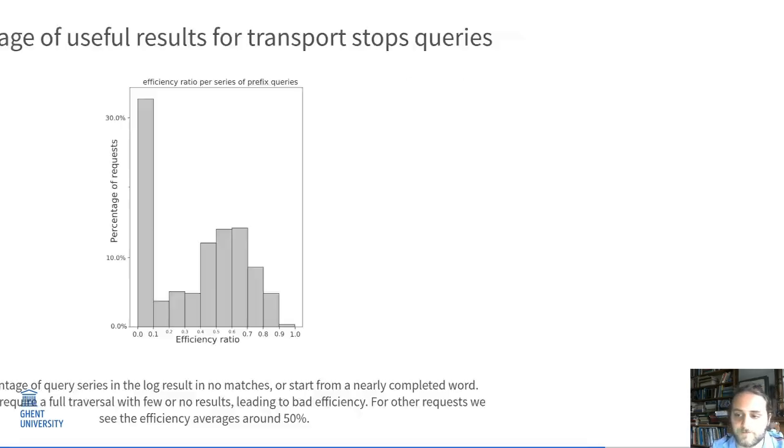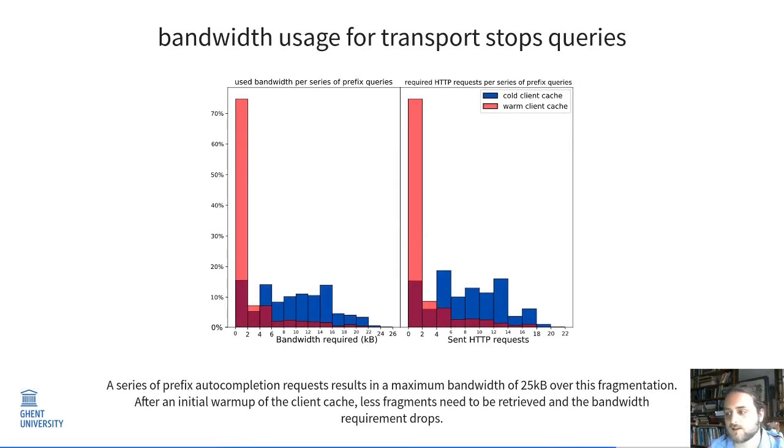Then if we take a look at the bandwidth usage, we see that on a cold client cache, on average between 10 to 15 kilobytes of bandwidth is required to find the results for a series of prefix queries, and in the worst case we can go up to 25 kilobytes required for one series of prefix queries. So this is rather high.